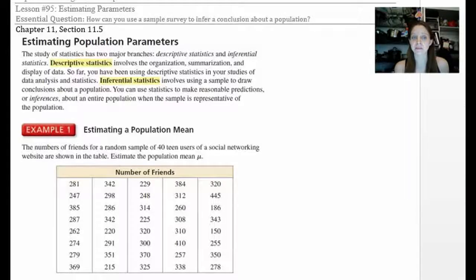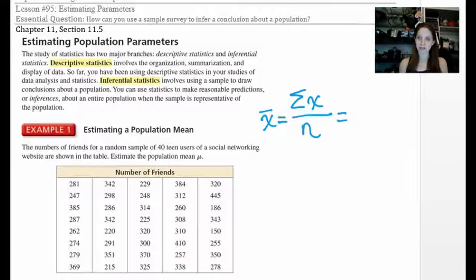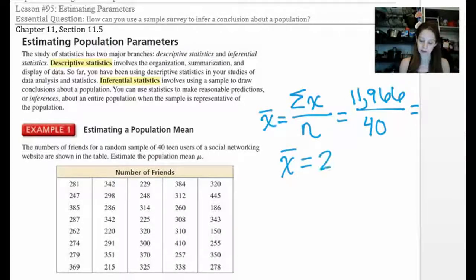Example 1, estimating a population mean. The number of friends for a random sample of 40 teen users of a social networking website are shown in the table. Estimate the population mean mu. So to find the sample mean, which is x bar, we're going to take the sum of all the x values divided by the number of x values in our sample. So if you go through and add up all these 40 values, you're going to get 11,966 over 40 total numbers, which makes our sample mean 299.15.